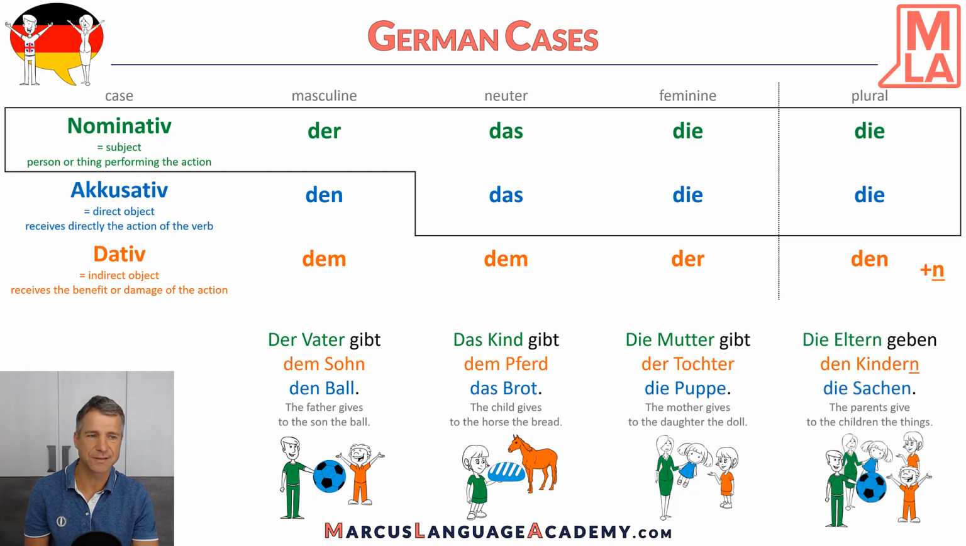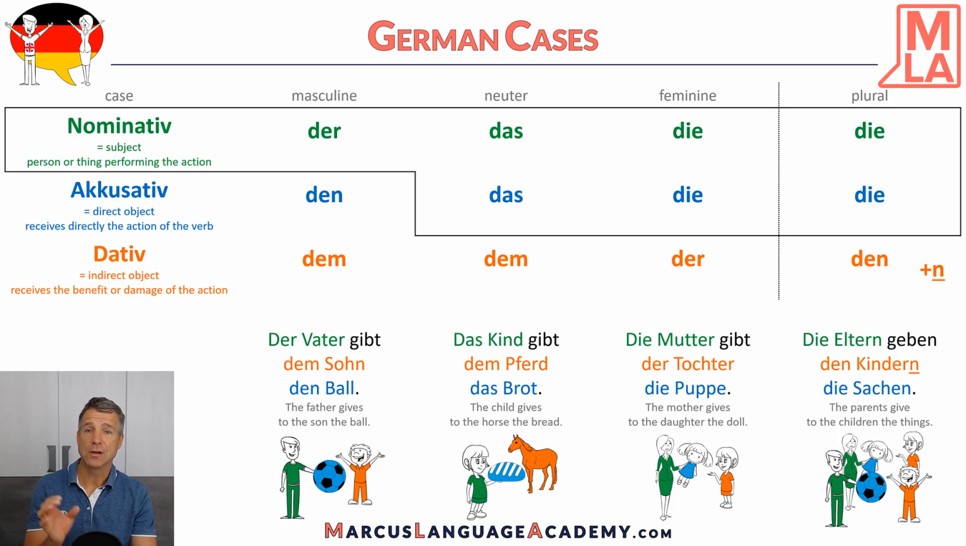So let's see our example sentence. Die Eltern geben, no, geben because Eltern is plural, so it's geben den Kindern die Sachen. So again, nominative, it stays die. Accusative also stays die. But in dative there's a change. Den Kindern. And when we have plural in dative, almost every time we add an N to the noun. In this case, Kinder changes in Kindern.